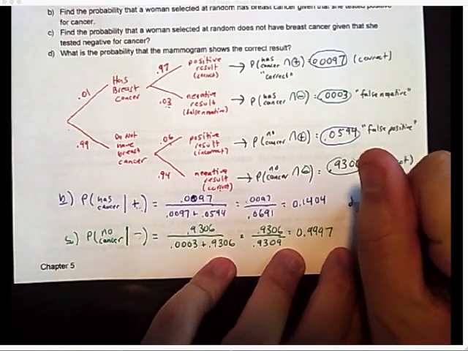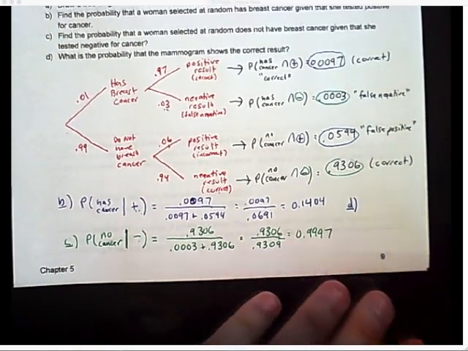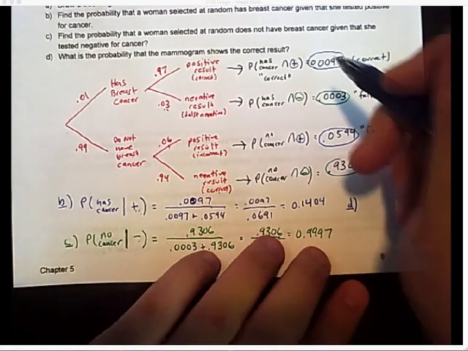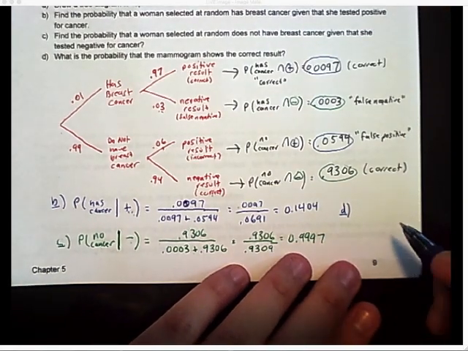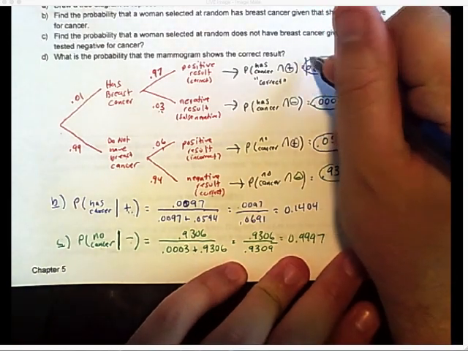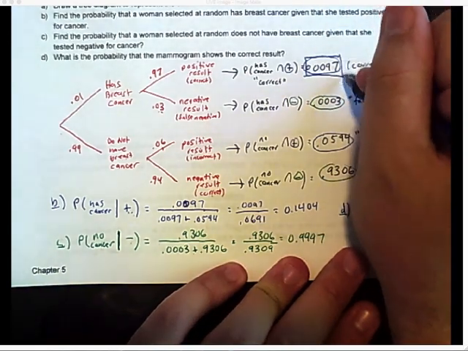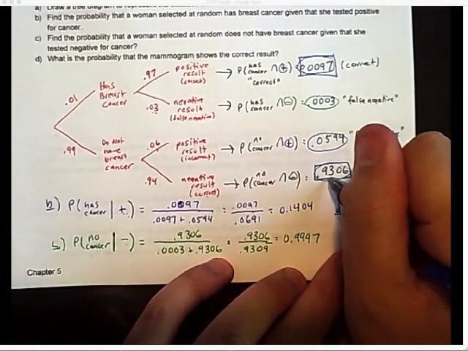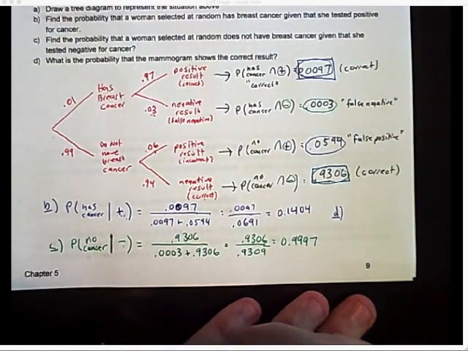And lastly, part D. It just says, what's the probability that the mammogram shows the correct result? So the correct result would be this. What would be correct? Well, correct would be getting a positive result, okay, and having cancer. Okay, that would be correct. Or getting a negative result when you don't have cancer. Those would be considered correct.